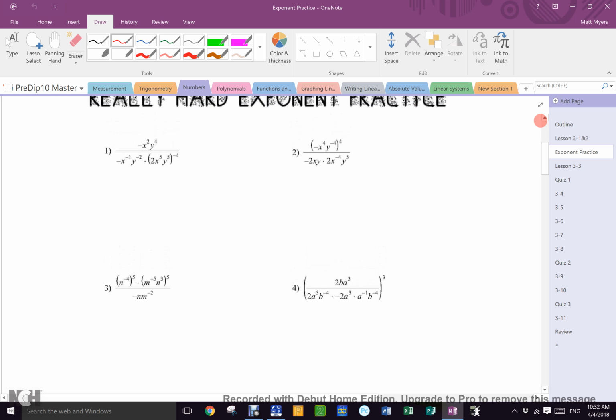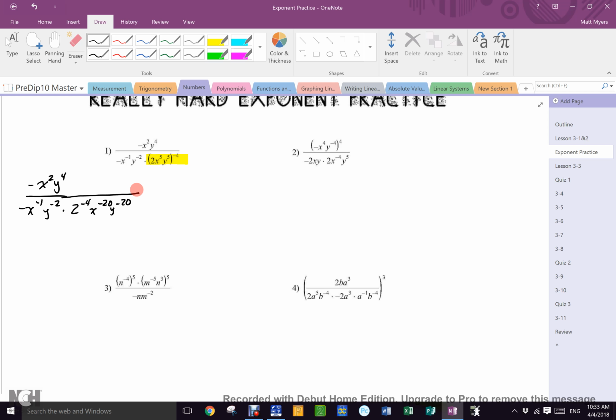Okay, so let's look at this very, very first one. What do you need to take care of first? You should simplify the brackets. So let's simplify there. So we're not touching anything else, right? So I'm not going to be lazy. -x squared y to the 4th over -x to the -1 y to the -2 times, now I'm simplifying, 2 to the -4 x to the -20 y to the -20. What about the 2? We'll get to that. Now, where is it still ugly? Where should I simplify? The denominator again, right?